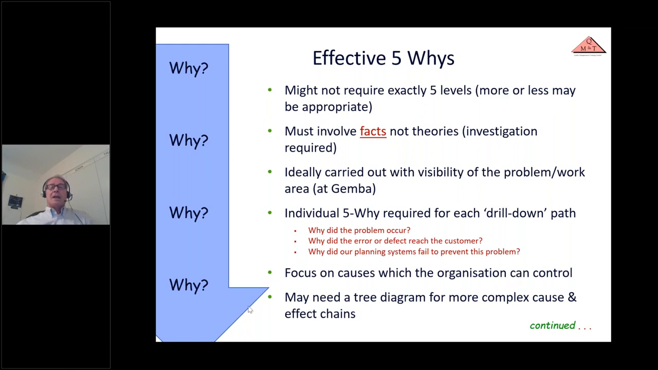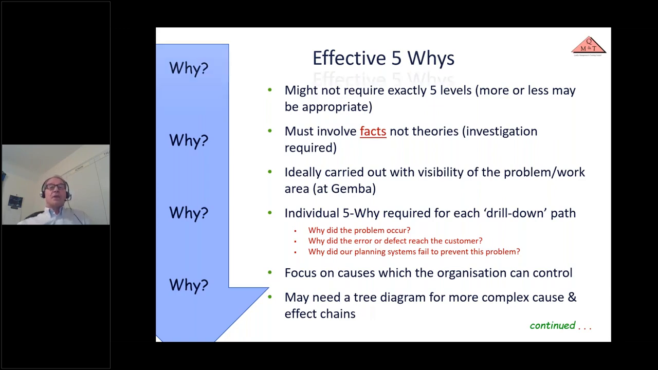It may be necessary to use a tree diagram for more complex cause and effect chains. Sometimes the why question can be answered with more than one answer. So this means that the 5 why branch out into a tree diagram.